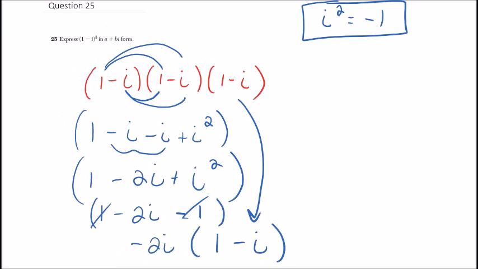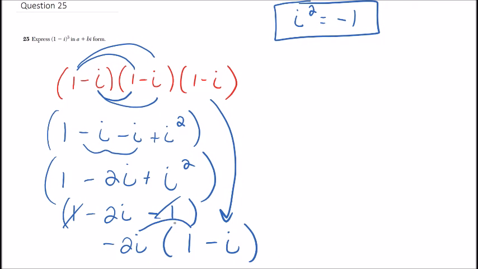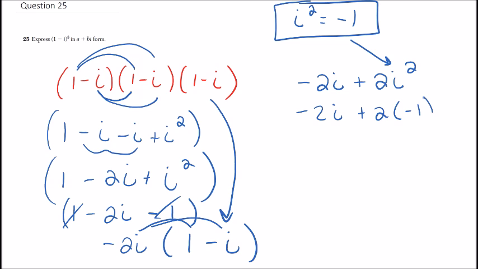And now we're just going to go ahead and distribute that through. So distributing this, we'll get negative 2i times 1 is negative 2i. Negative 2i times negative i would end up being positive 2i squared. And again, i squared is negative 1, so this becomes negative 2i plus 2 times negative 1, or negative 2i minus 2.